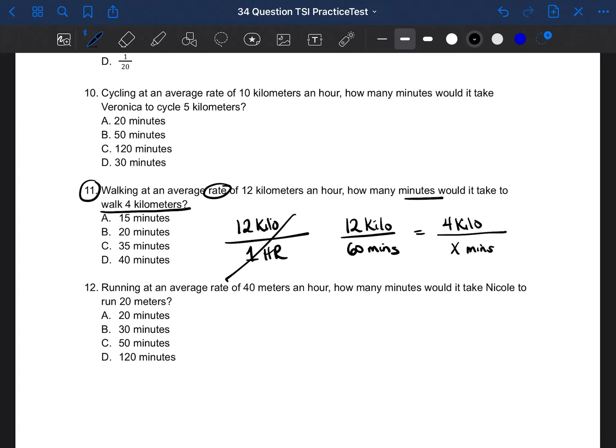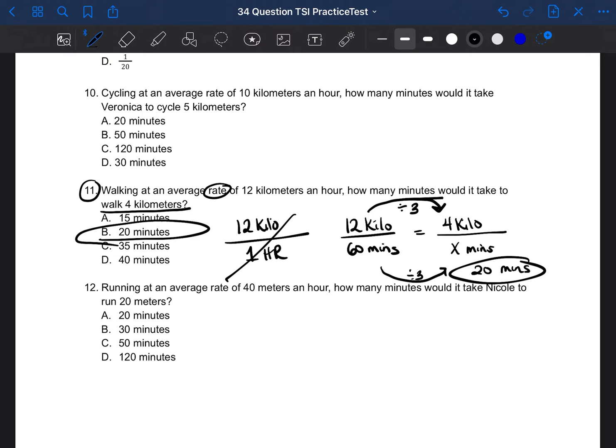So to get from a larger number, 12, to 4, you're dividing, and you divide by 3. 12 divided by 3 is 4. So if you divide the top by 3, you also divide the bottom by 3. So 60 divided by 3 is 20. So 20 minutes would be the answer.